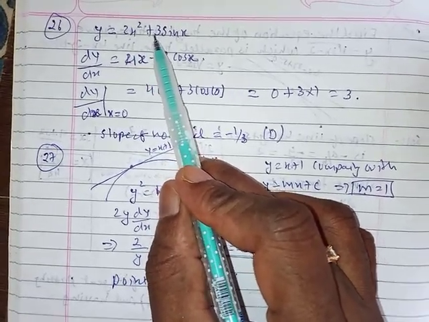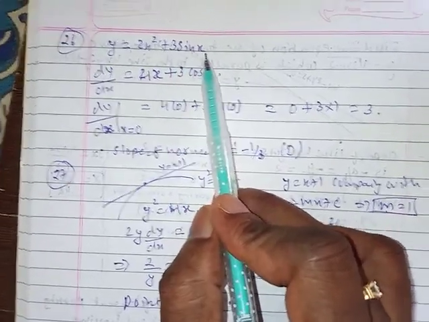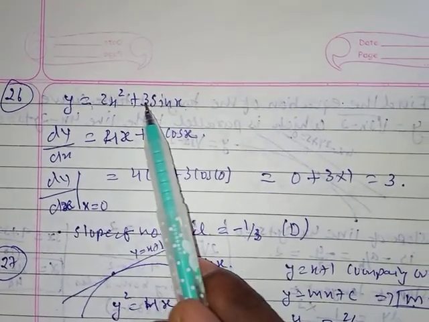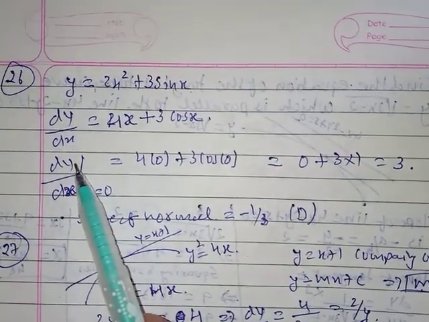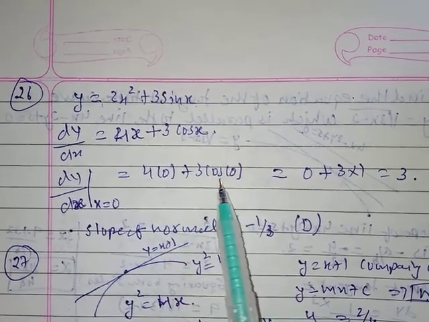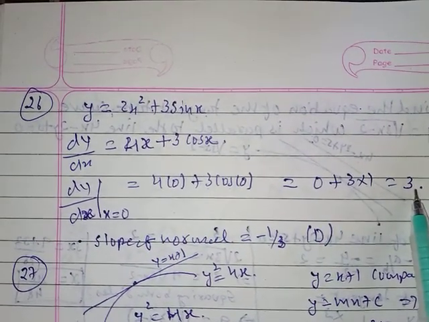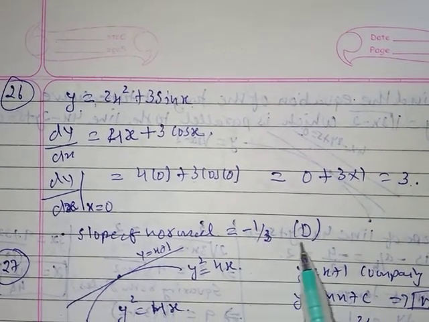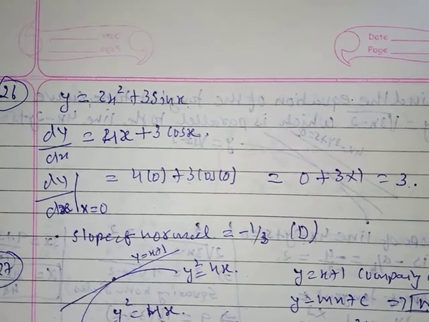2x square plus 3 sin x. So dy by dx is equal to 4x plus 3 cos x. So dy by dx at x is equal to 0, if you substitute, cos 0 is 1, so 3 into 1 is 3. So the slope of the normal will be minus 1 by 3, which is option D.